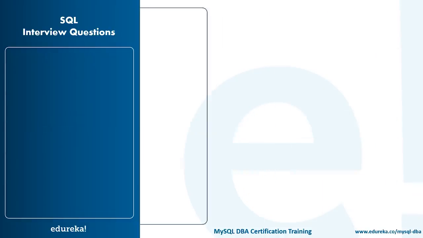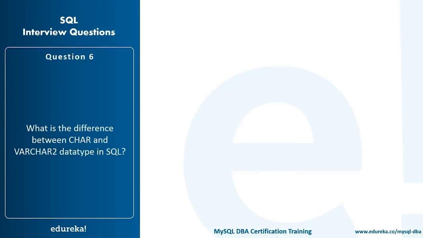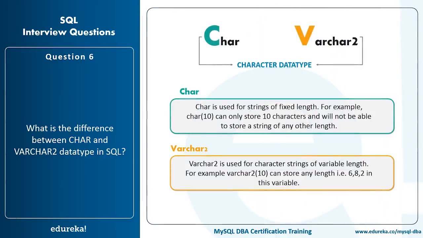Now moving on to our next question. That is, what is the difference between char and varchar2 data type in SQL? Now, this is one of the most confusing questions that is generally asked in your interviews, since people get confused between what is char and what is varchar data type. Both char and varchar2 are used for character data type, but varchar2 is used for character strings of variable length, whereas char is used for strings of fixed length. So whenever you have strings of fixed length, then you use the char data type, and whenever you have strings of variable length, then you can use the varchar2 data type.